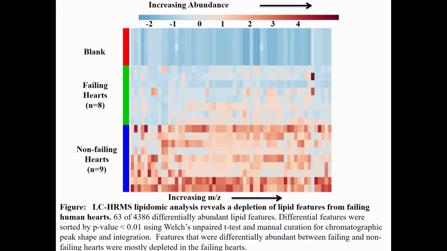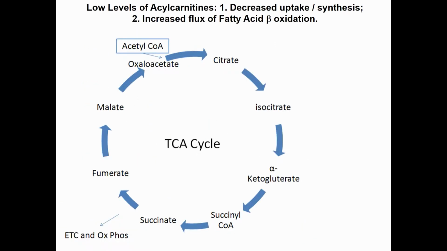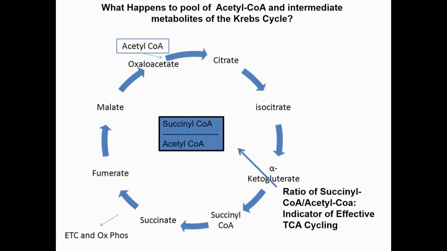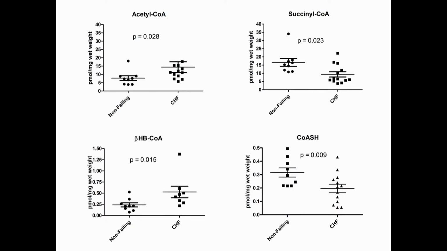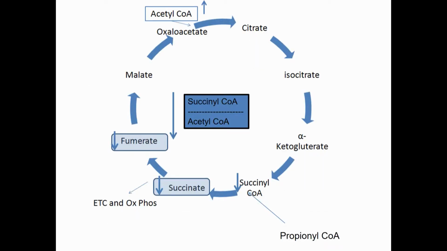There is the data with the failing hearts basically being, the red is enriched lipids. The failing hearts have almost no lipids, including acylcarnitines. And when we looked a little deeper at the other metabolites, we found that the TCA cycle was altered as well. We found specifically that you had a deficiency of succinyl-CoA, so there was an interruption of the carbon cycle, the Krebs cycle. And so you basically have a Krebs cycle that cannot cycle acetyl-CoA.